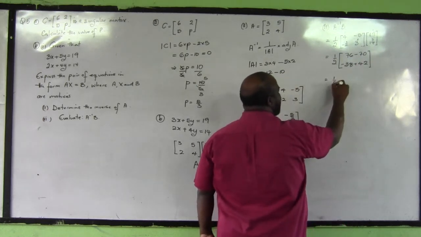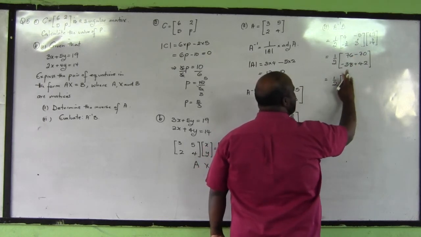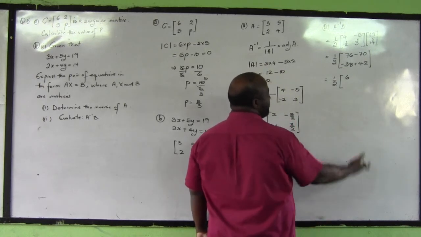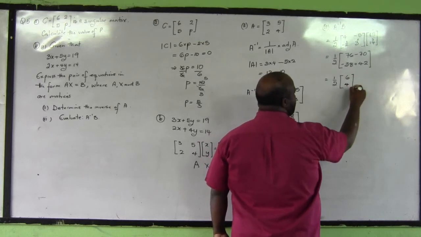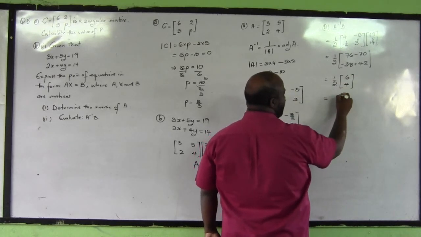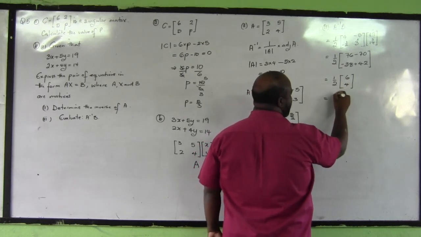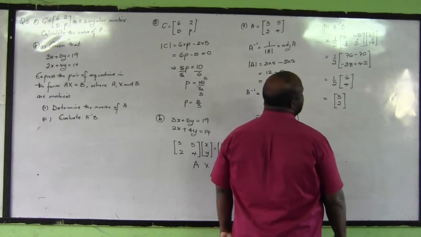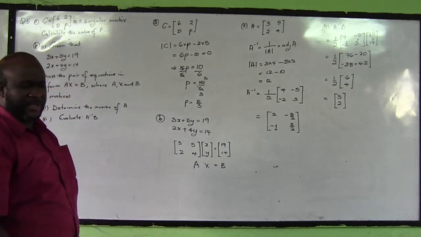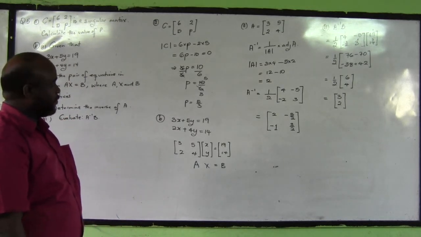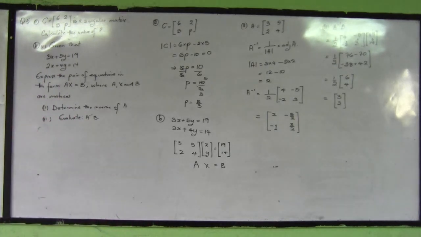Let's simplify. A half. Well, 76 minus 70 is 6. What is this here? 4. So this is 4. A half of 6 is 3, and a half of 4 is 2. So A inverse times B is (3, 2). All right, that's the end of the question. Class.